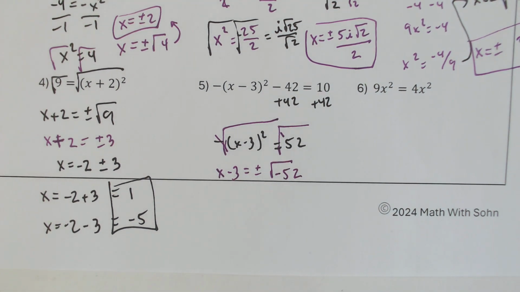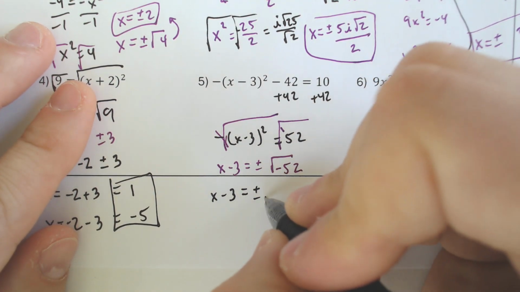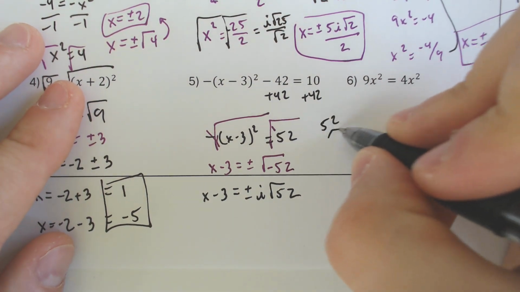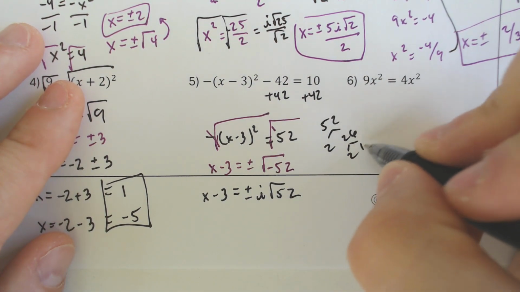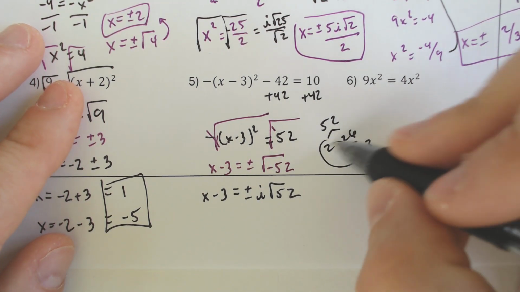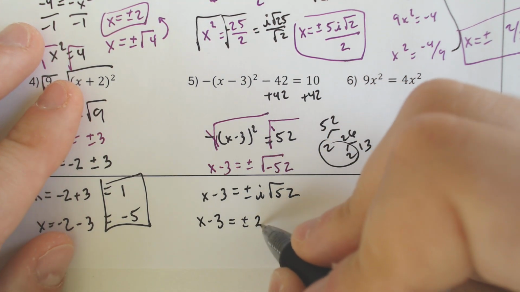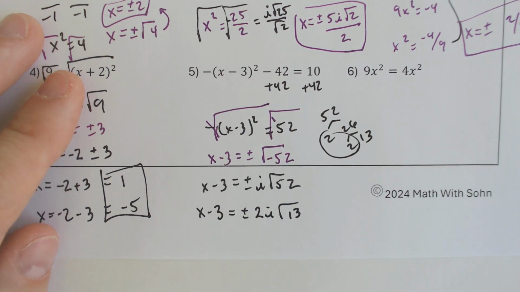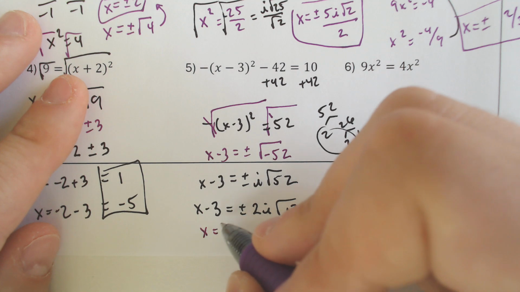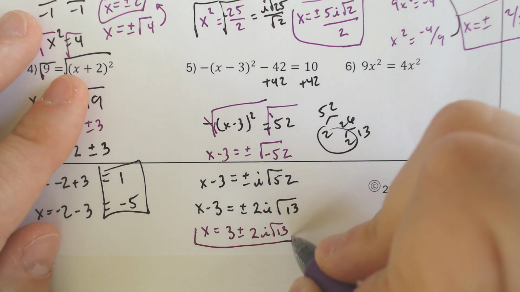Well, let's see if 52 breaks down. We got to first take out the i, and we get x minus 3 equals plus or minus i square root of positive 52. If we break down the 52, you get a 2 and a 26 and a 2 and a 13. 13 doesn't break down anymore, so this is going to be 2 on the outside, and then the square root of 13. So x minus 3 equals plus or minus 2i square root of 13. And then the last step would be to add the 3. When you add the 3, it just goes in front of the plus or minus. So it's going to be 3 plus or minus 2i square root of 13, everybody.